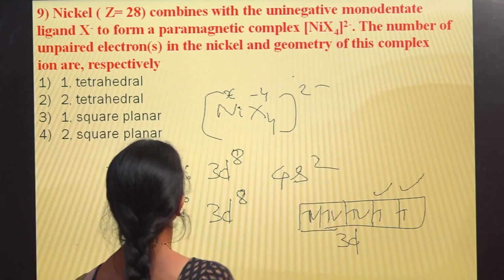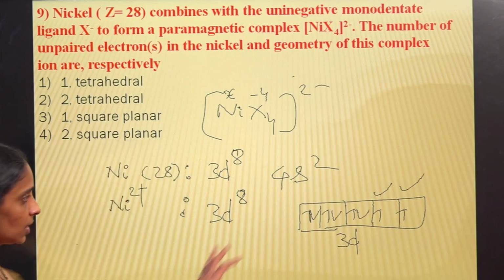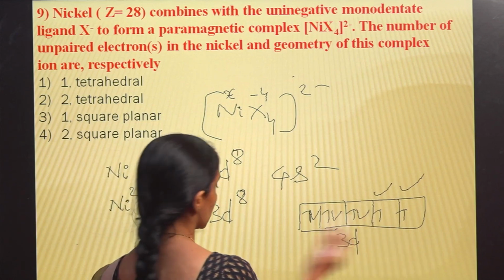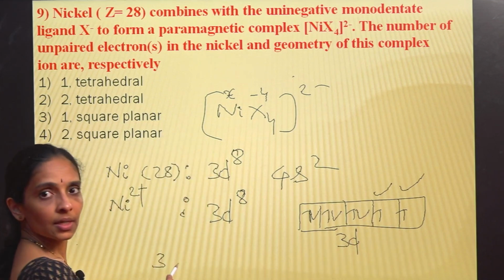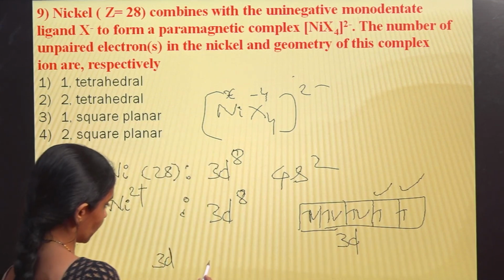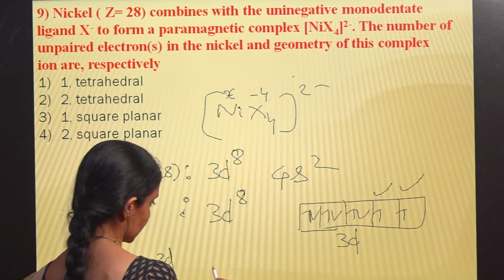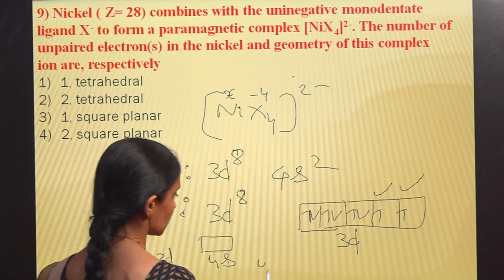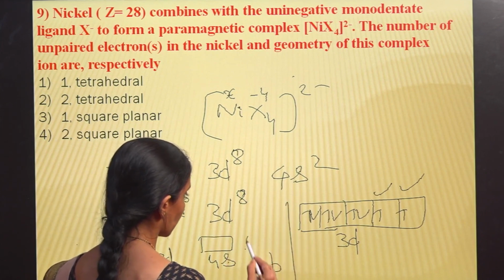Now what is the geometry of the complex? 3d is full. There is no space. After 3d comes 4s and then comes 4p.